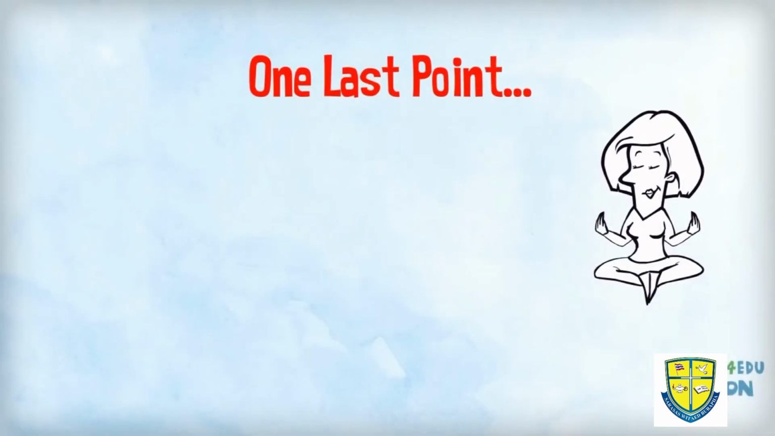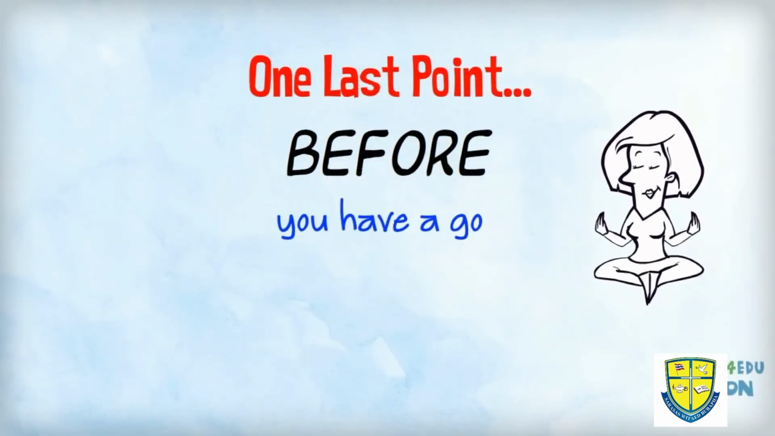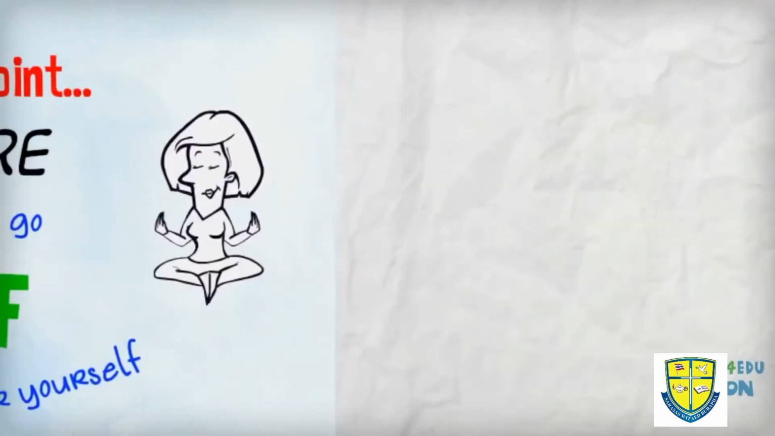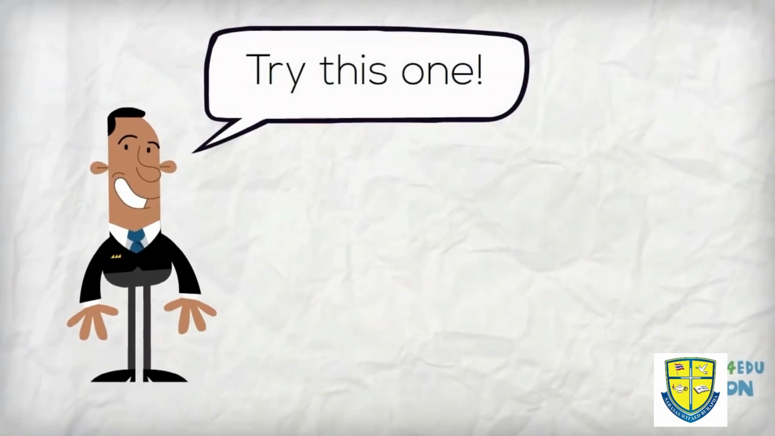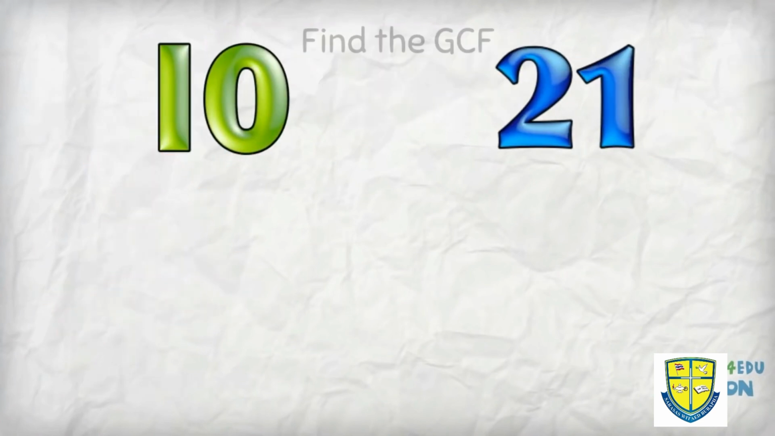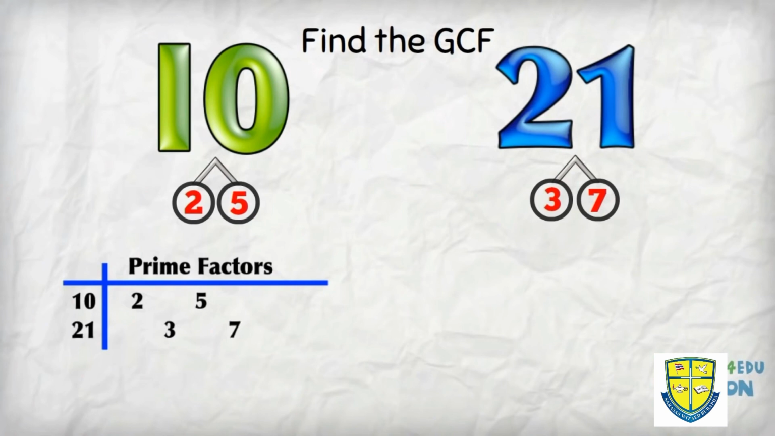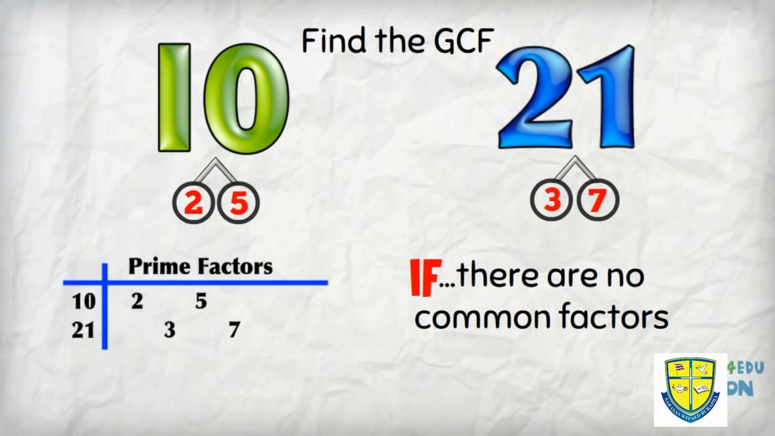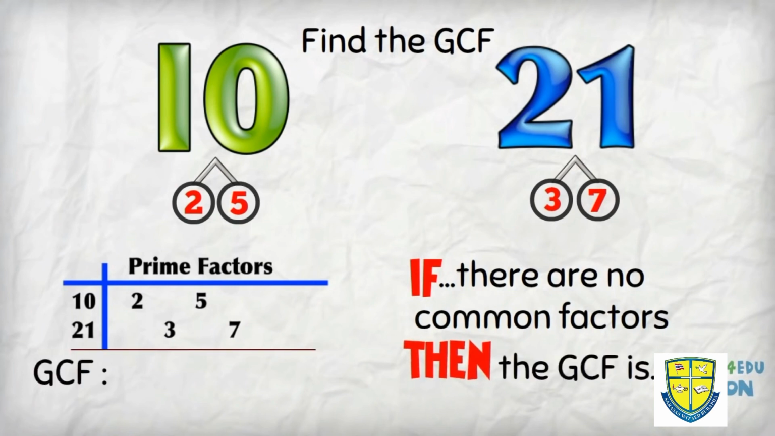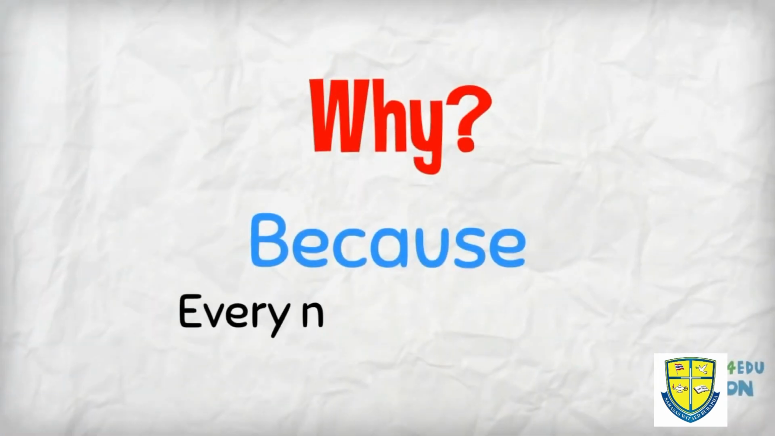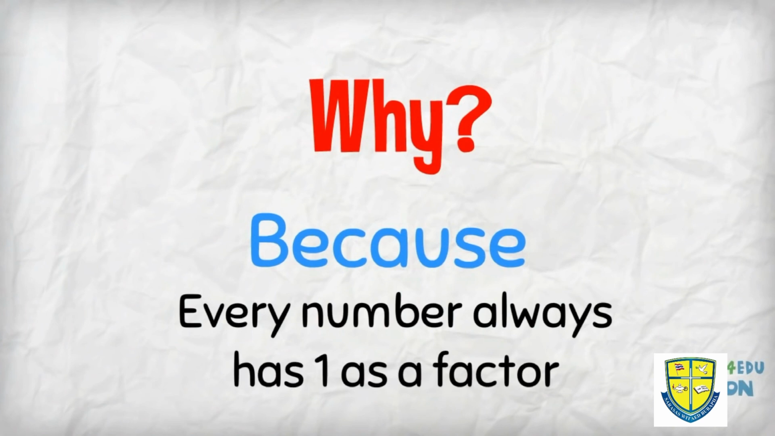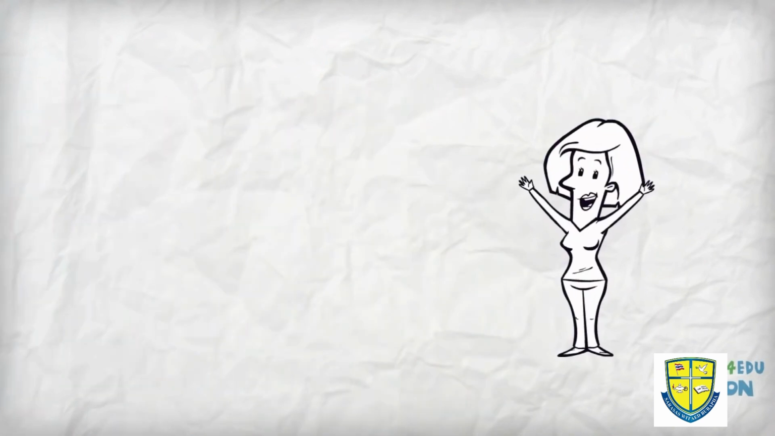There's one last point you need to be aware of before you have a go at GCF for yourself. At some point, your teacher is going to give you a pair of numbers where, when you do the prime factorisation, you find that there are no prime factors that are common to the two numbers. So how do we list the GCF? If there are no factors common to the two numbers, then the GCF, the greatest common factor, is 1. Why? Because every number always has 1 as a factor. And now you are good to go on GCF.